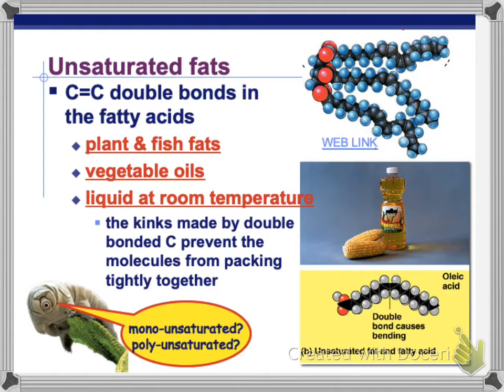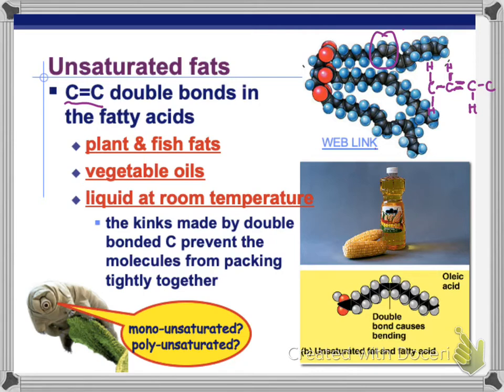Unsaturated fats, on the other hand, have double bonds. So if we were to zoom in on part of this fatty acid chain, what you would notice is you'd have your carbons bound together, okay? And typically when a carbon is just bound to a carbon in a single bond, you can make 2 hydrogens. However, when it is double bonded to a carbon, it cannot bond to as many hydrogens, okay?